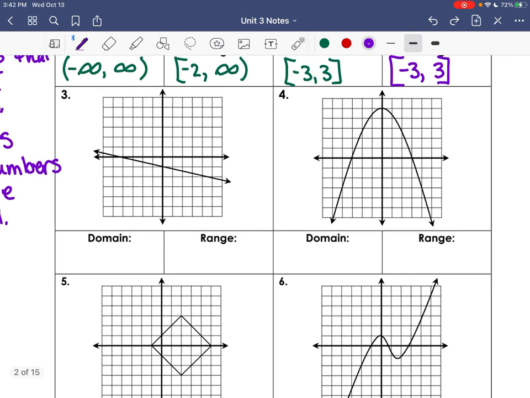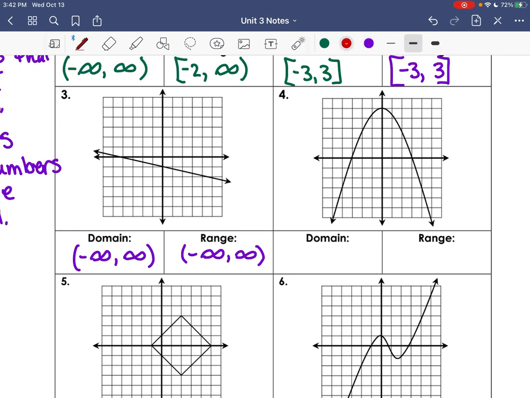Number 3 has the arrows on it again, so it's going to go left forever and go right forever. So that domain is simply negative infinity to positive infinity. The range is the same because those are going left and right, but they're also going up and down. So this is going to continue to go up towards infinity. This side's going to continue to go down towards negative infinity. So the domain and the range are the same on that one.